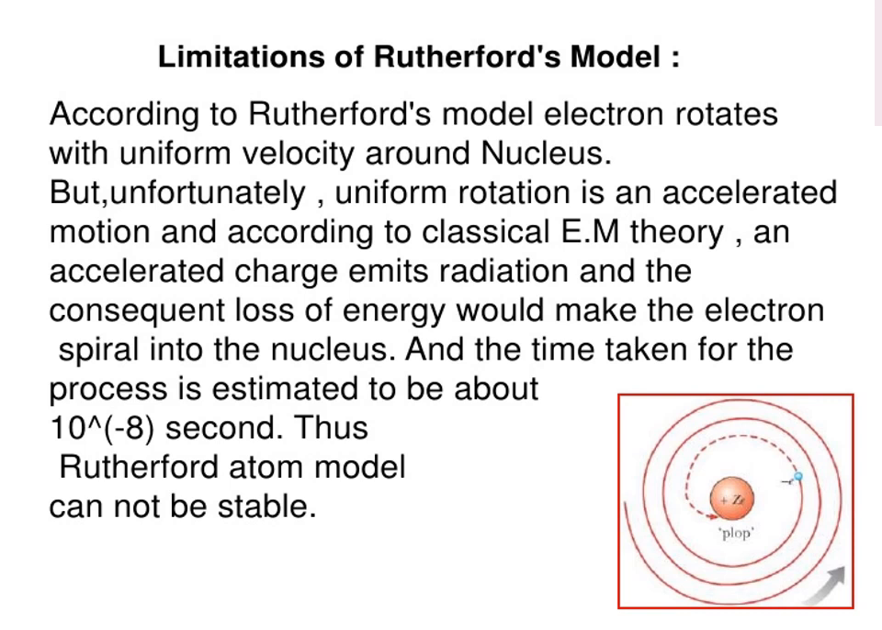Limitations of Rutherford's model. According to Rutherford's model, the electron rotates with uniform velocity around the nucleus. According to electromagnetic theory, the moving electron should accelerate and continuously lose energy because it is rotating. Due to the loss of energy, the path of the electron should reduce and finally the electron should fall into the nucleus.